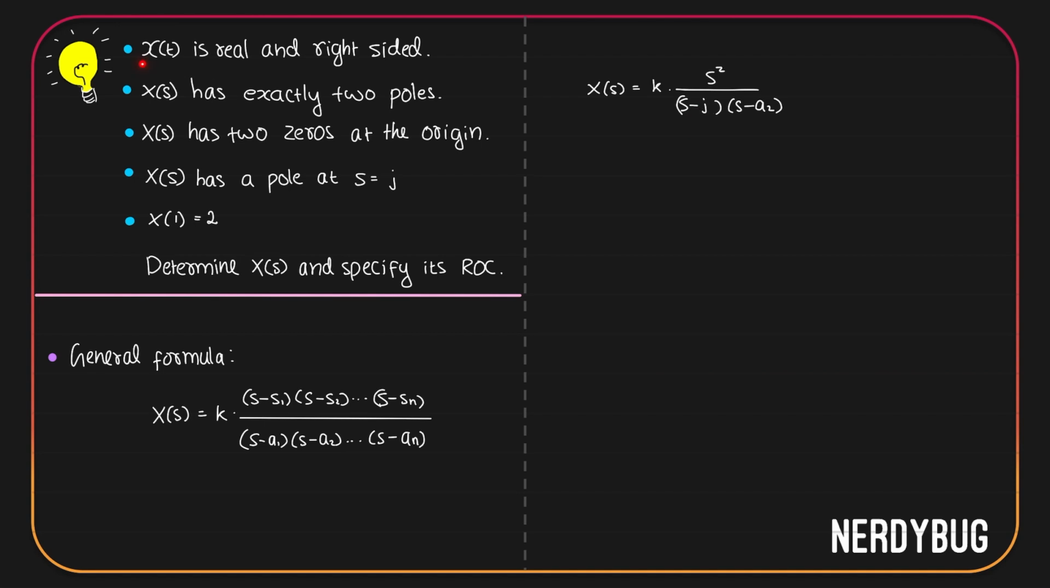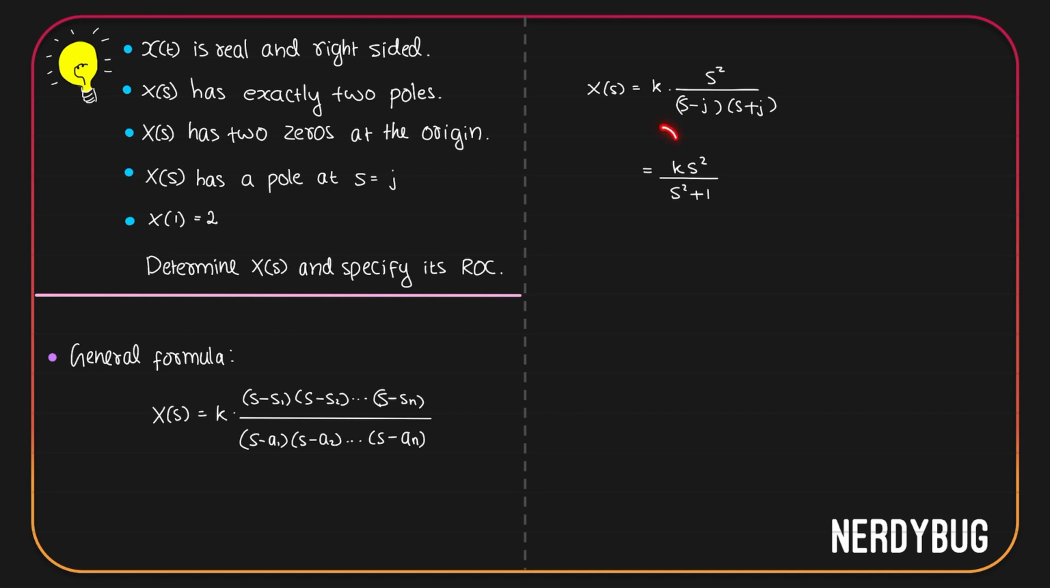But we just learned that if x of t is real and x of s has a pole somewhere, then it also has a pole at its conjugate. Here x of t is real and x of s has a pole at plus j, so it will also have another pole at minus j. So a2 is going to be minus j, s minus a2 will be s plus j. So we can write this is equal to k s square divided by s minus j into s plus j is s square plus 1.